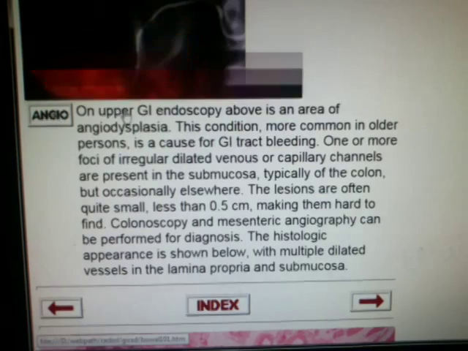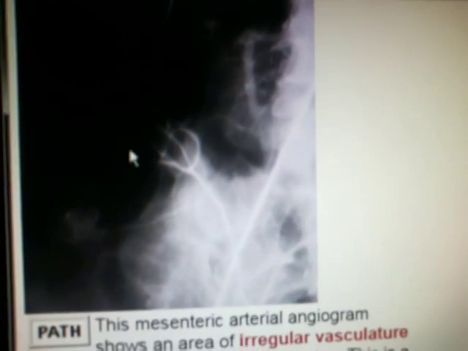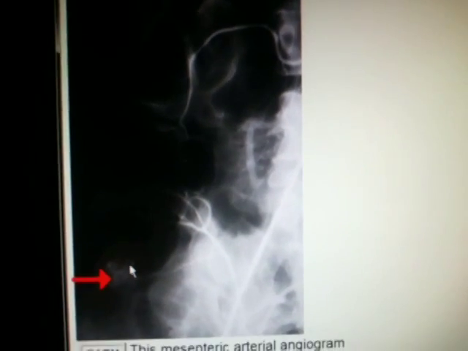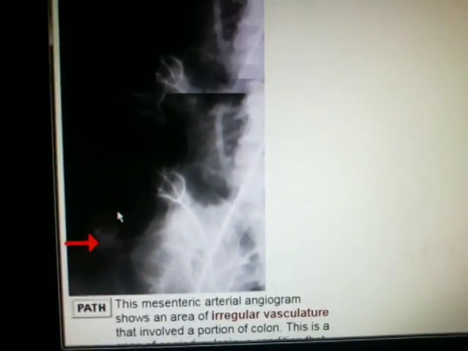angiography examination, in which we inject contrast dye into the venous system of the patient to highlight the vascularity. And in this patient, you can identify the irregular vasculature here. This is consistent with the diagnosis of angiodysplasia.